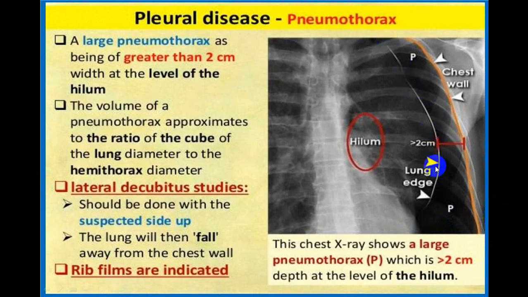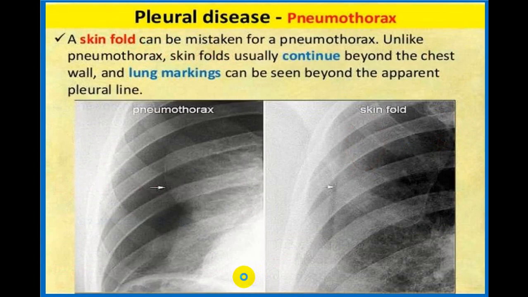Now you can see here, this is a lung margin drawn as a little brighter line. So this is a lung edge and this is separated from the chest wall. And here you don't have vascular markings. So this is a pneumothorax, and the hilum will be crowded. So this is a partial pneumothorax.